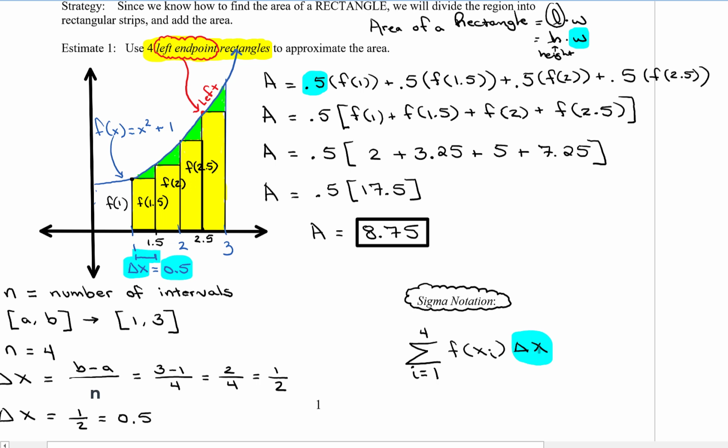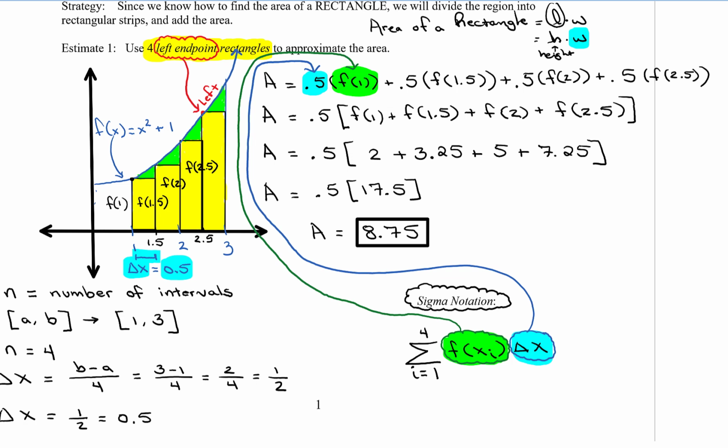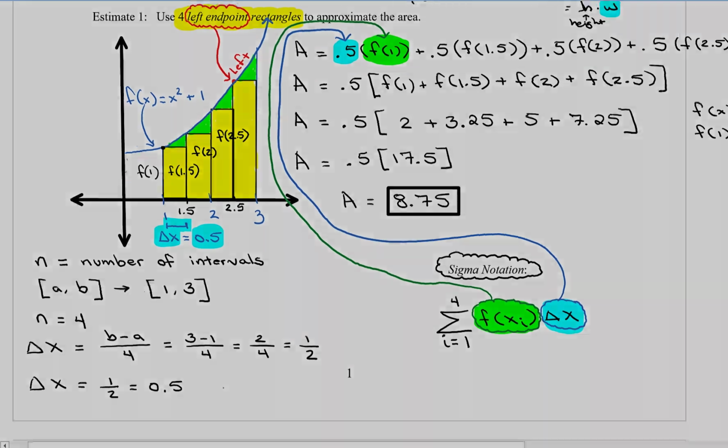I'm going to highlight the delta x in blue so that you can make this connection of where this is. I'm also going to draw a little cloud around the delta x and an arrow pointing towards the 0.5 that I had in the very first row of work for this problem. I'm going to highlight the f of x sub i in green, and draw a green cloud around it, and an arrow pointing at the f of 1, but of course it's not just the f of 1. It's also the f of 1.5, the f of 2, the f of 2.5. It was all of those y values that we came up with. But I've just highlighted the first one as an example to show you where it's represented in the work.